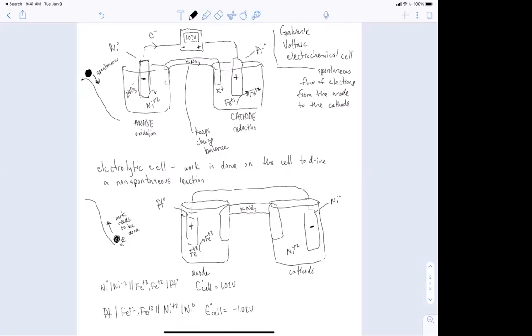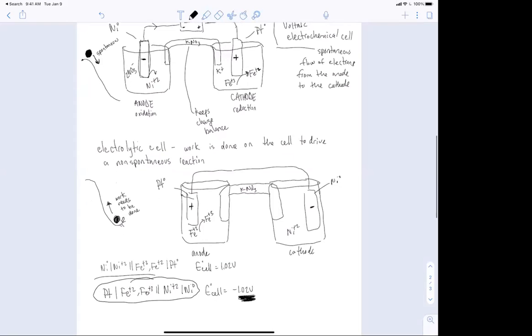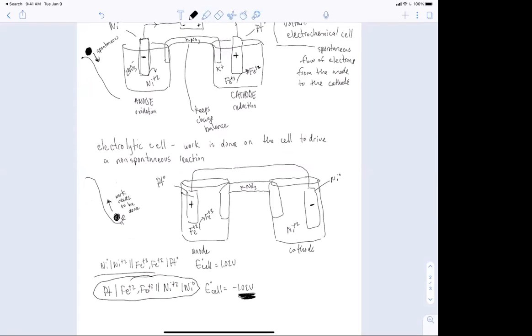You would still measure a voltage on this, but it would be going in the wrong direction. If we want the reaction to go in the direction as we've written it, which is like this, we have to drive that reaction. So we're going to have to apply an external source of power, an external voltage to this to get it to go. So I could hook up a battery here.